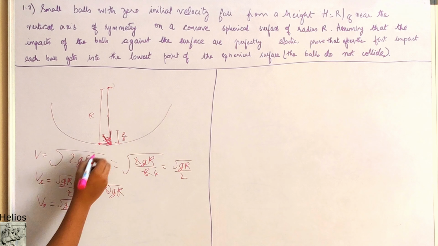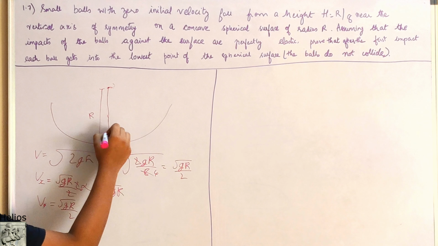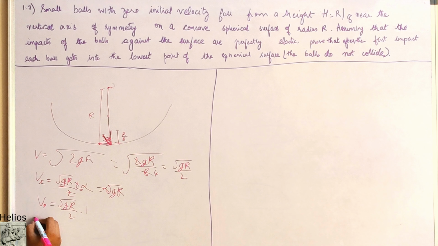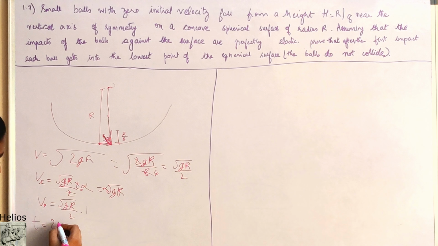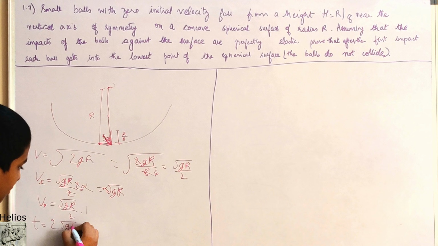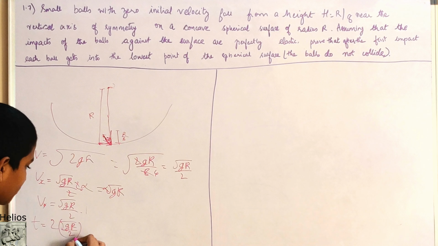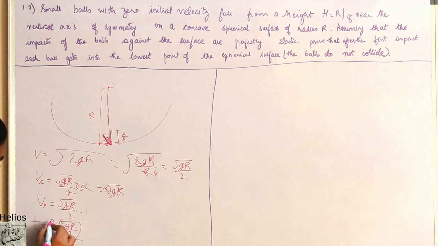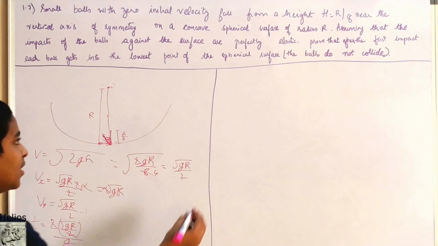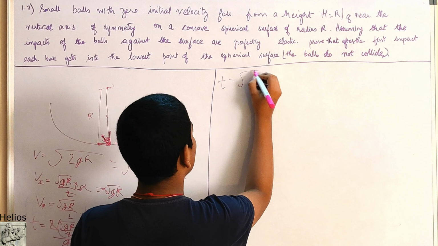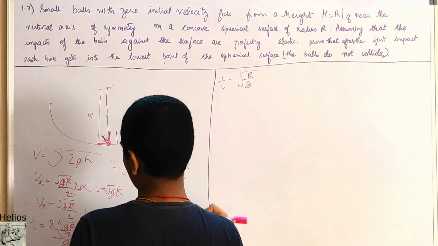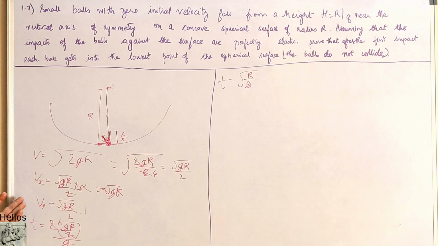Now let us find the time taken for the body to complete its flight. Time T equals 2 into root over 2u by g. Initial velocity is root gr by 2, divided by g. The 2 and 2 will get cancelled, and we get time as root over r by g. This is the time.